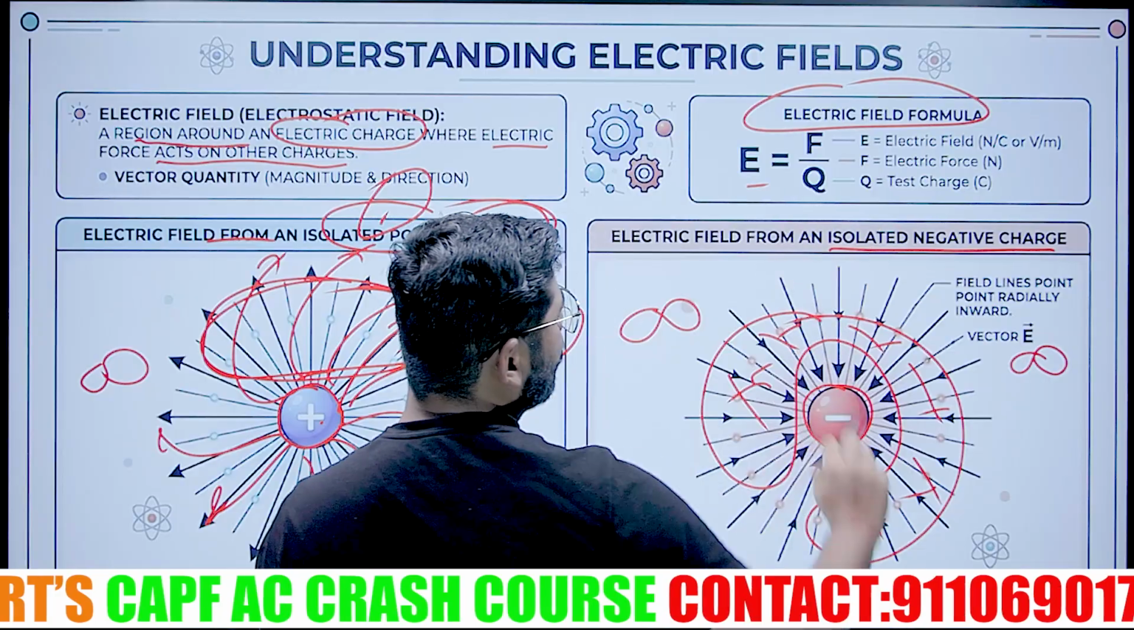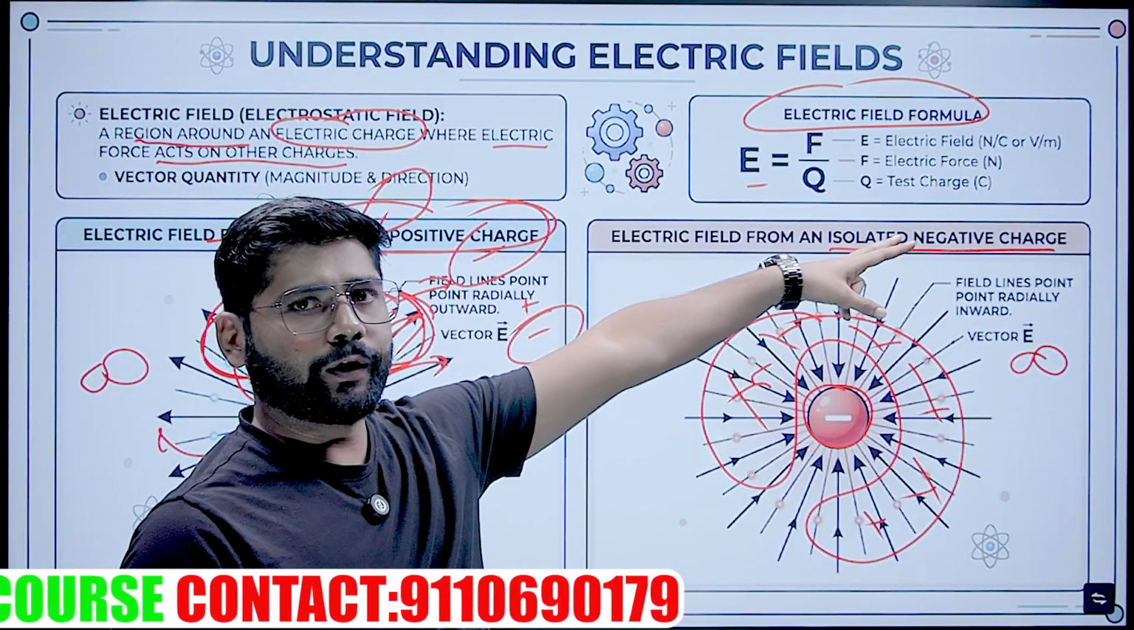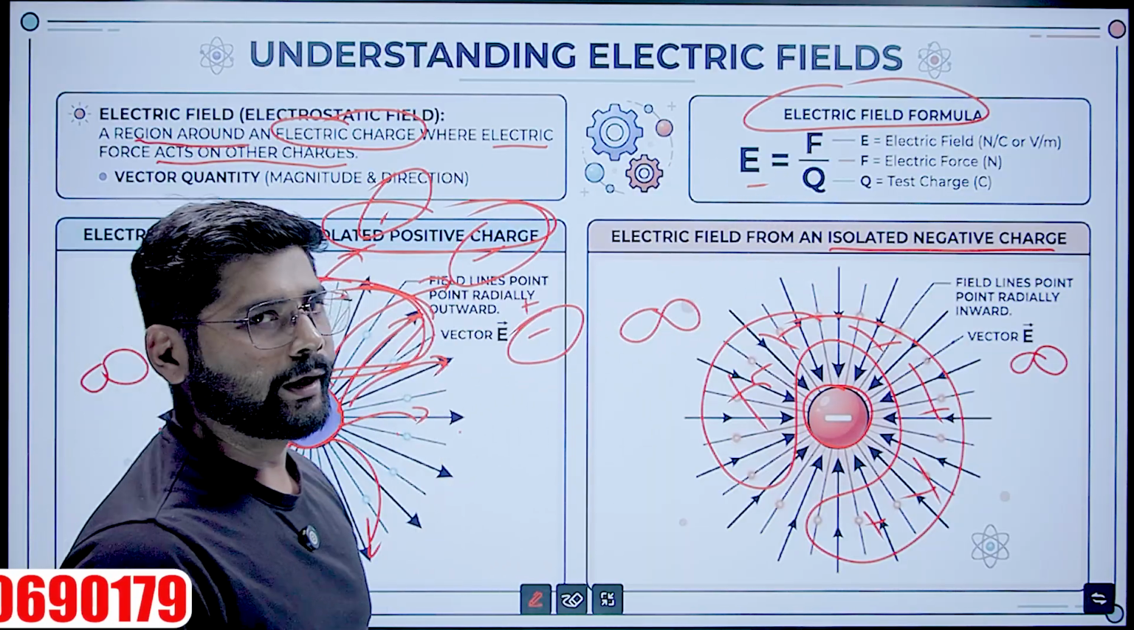It is E equal to F divided by Q. What is E? It is the electric field. F is the electric force and Q is a test charge. That is the formula of the electric field.